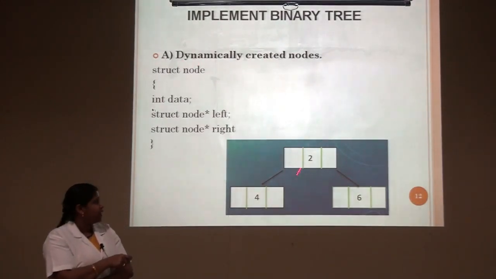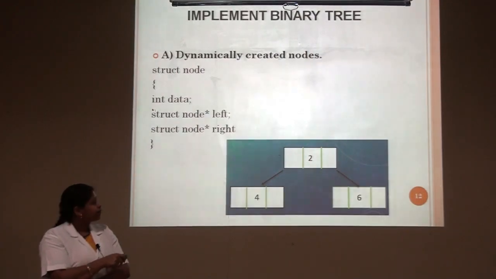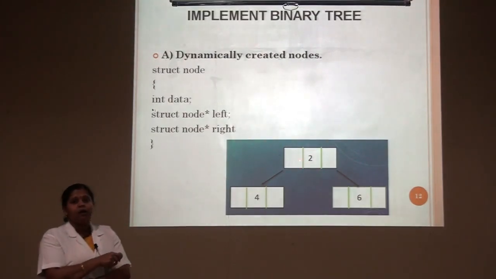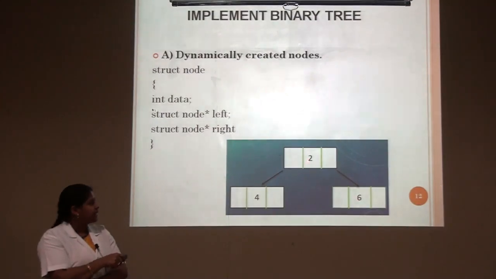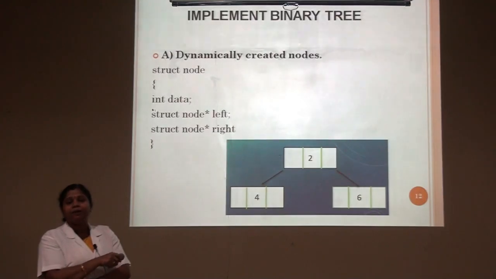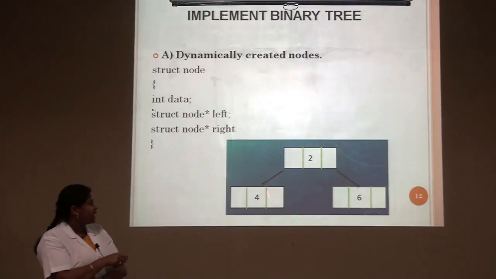In this structure, the node elements are arranged in this manner. Here this is a root node. The root node has two portions, left child and right child. In its left portion, the left child's address is available. In the right part, the right child's address is placed. This arrangement is called a linked list arrangement. So we are using a linked list for implementing the tree data structure in this way.